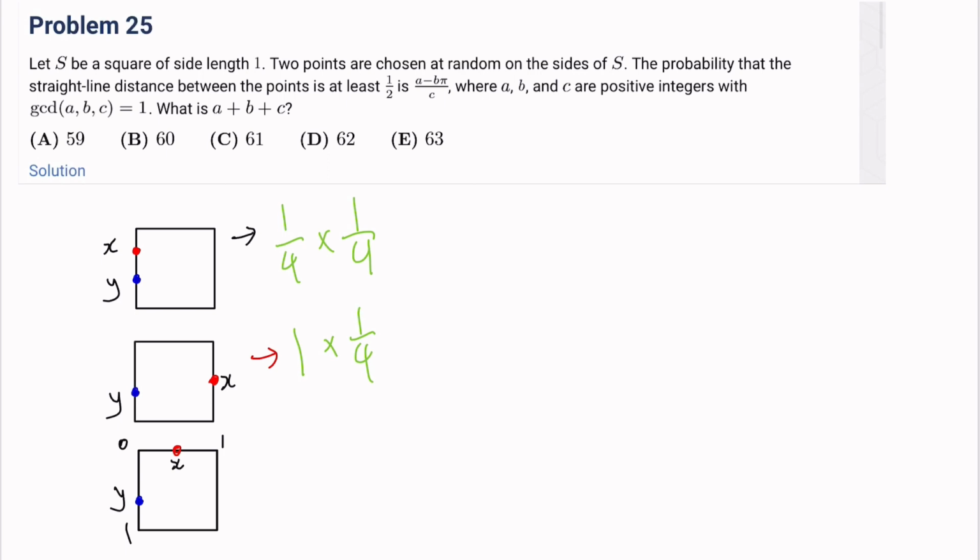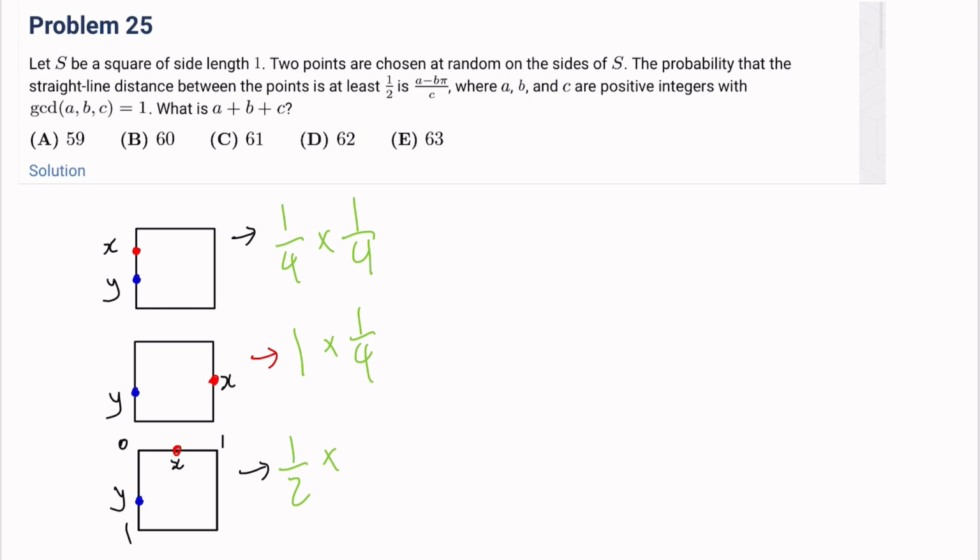And lastly, when x is adjacent to y. Okay, so in this case, let's first get the probability that x would be adjacent to y. So it's 2 possibilities out of 4. So it's 2/4, which is 1/2, and then we have to multiply that by the probability that x and y will be at least 1/2 apart, right?